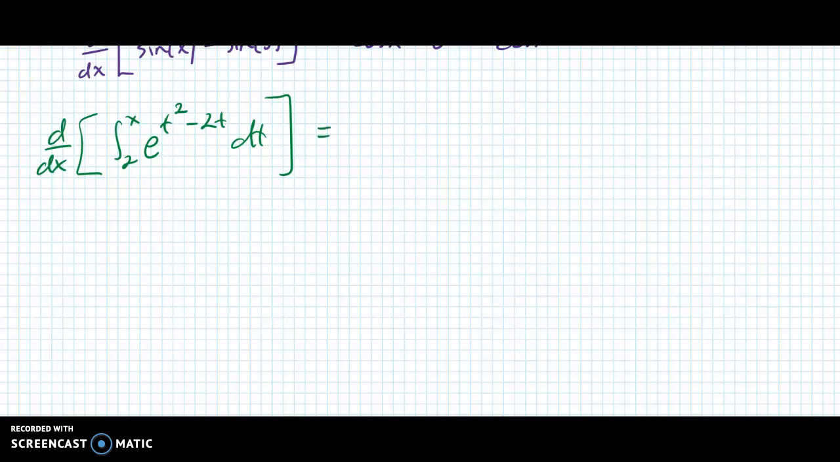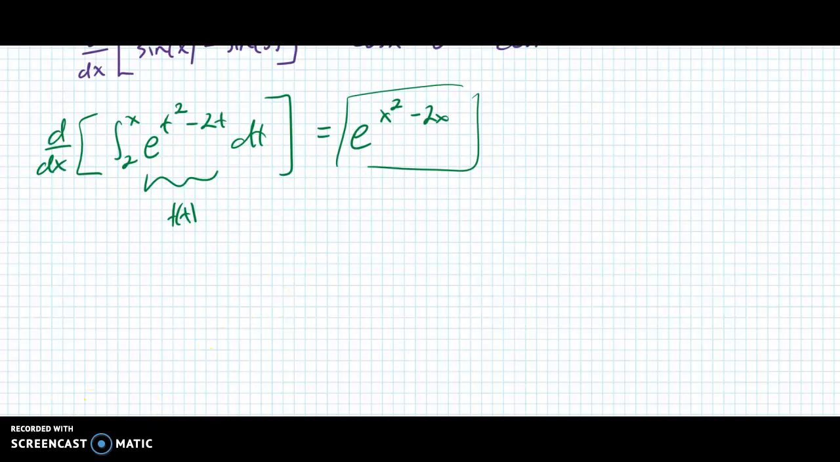Okay, this is just, here is f of t. It's that e to the t squared minus 2t. So what's f of x? It's just e to the x squared minus 2x. And that's our answer. Hopefully you see that.